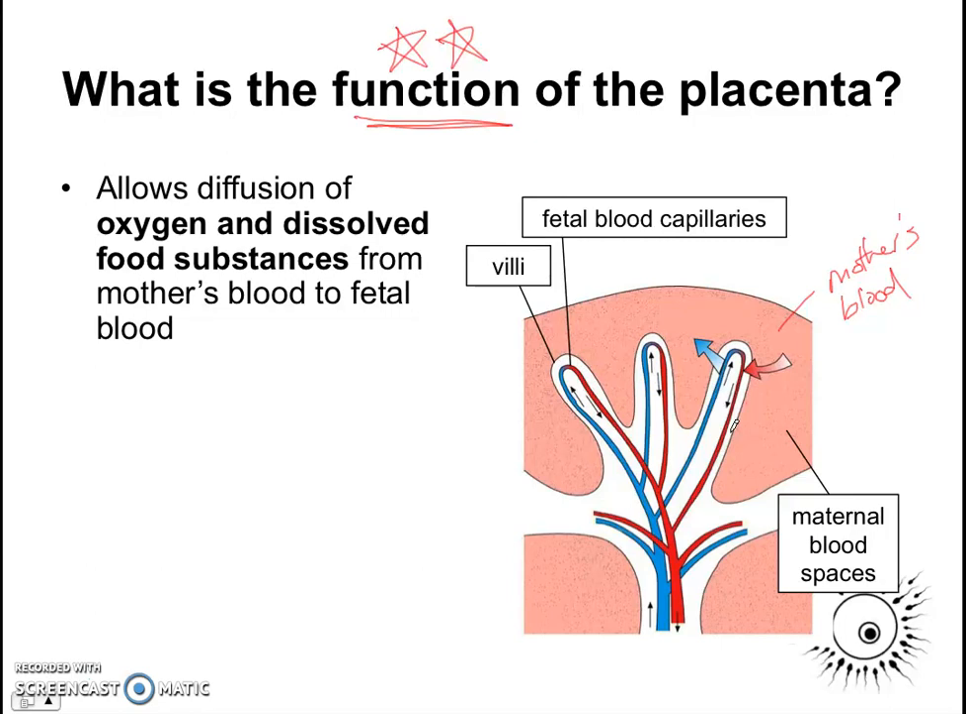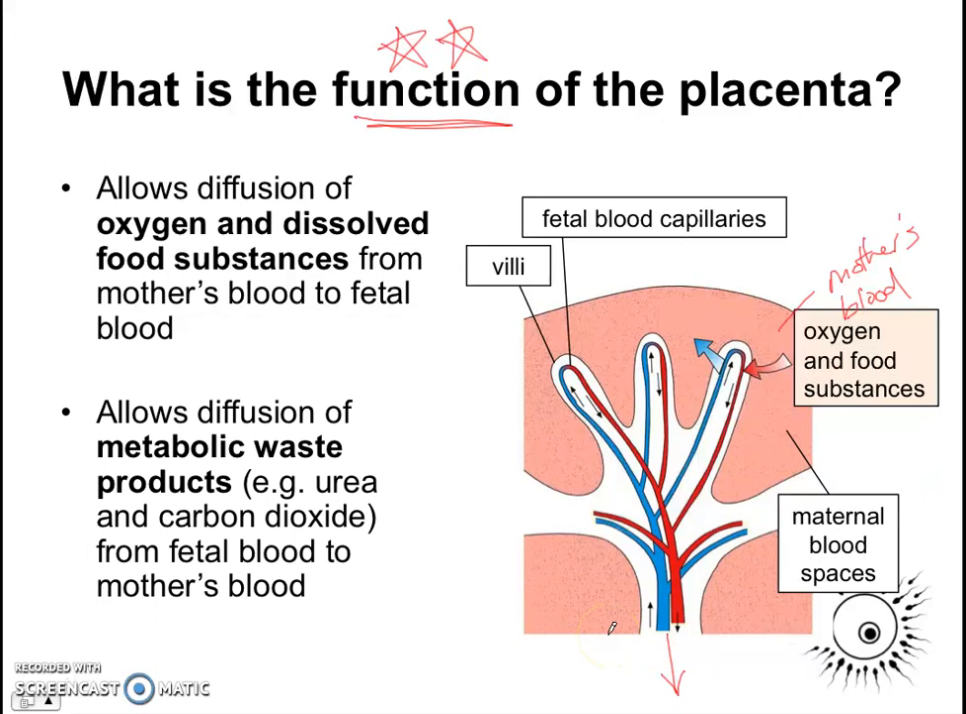So the placenta firstly allows oxygen and dissolved food substances to diffuse from the mother's blood to the fetus's blood. Right? Because the fetus needs oxygen, the fetus needs food substances. So oxygen and food substances will diffuse from the maternal blood space into the fetal blood capillaries to be carried to the fetus through the umbilical cord.